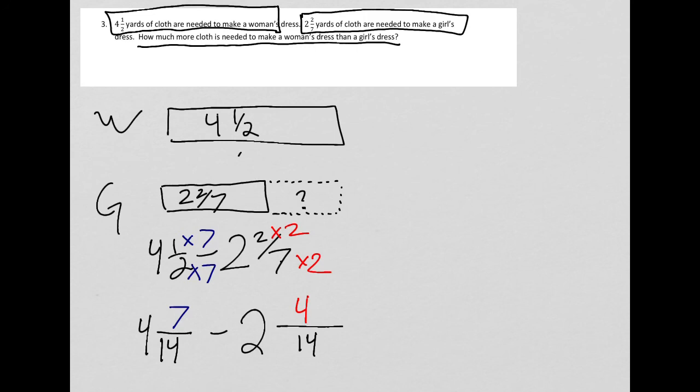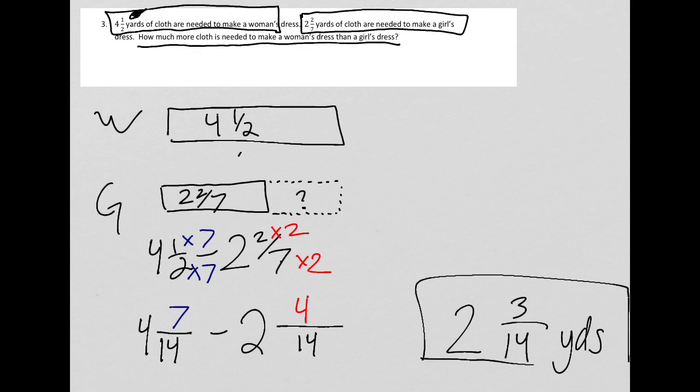So I'm going to subtract my fraction pieces first. 7/14 minus 4/14 gives me 3/14 because 7 minus 4 is 3. And then 4 minus 2 is 2. So I get the final answer here that 2 3/14 more cloth is needed to make a woman's dress than a girl's dress. And specifically, we're talking yards. So I'm looking for my unit. So I know my final answer. So it's 2 3/14 yards of fabric is needed to make a woman's dress than a girl's dress.